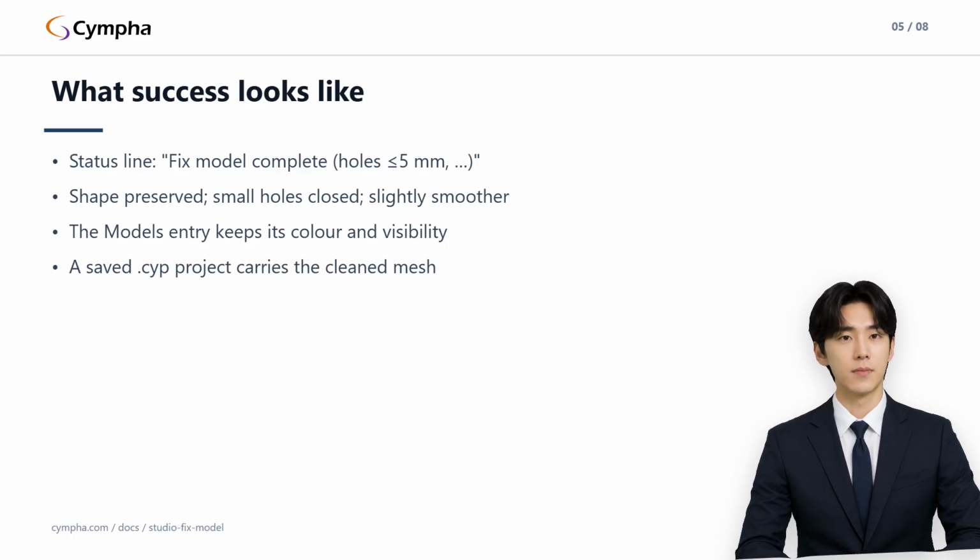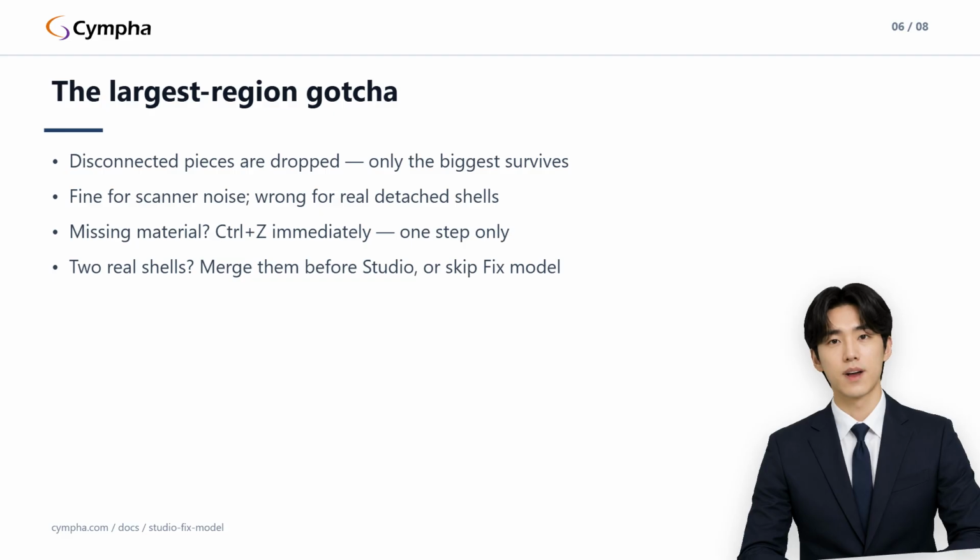Now the one place Fix Model can do something you didn't intend. The Keep Largest Connected Region step keeps only the biggest piece by triangle count and discards everything else. For most raw scanner output that's right, the disconnected islands are noise. But if your file contains two real shells that aren't physically connected, say an arch exported with separately segmented isolated teeth, or a facial scan with a detached ear region, the smaller pieces are gone after the pass.